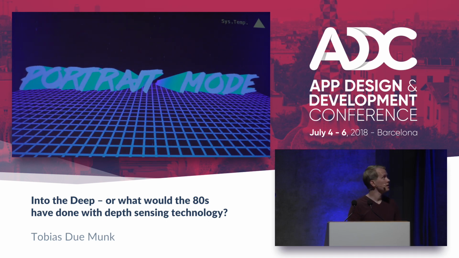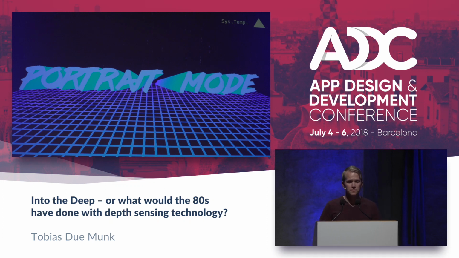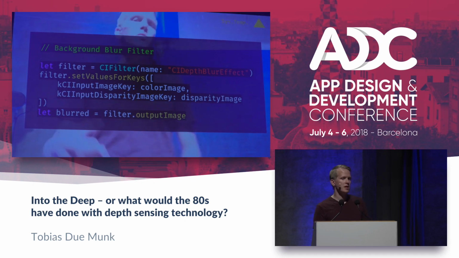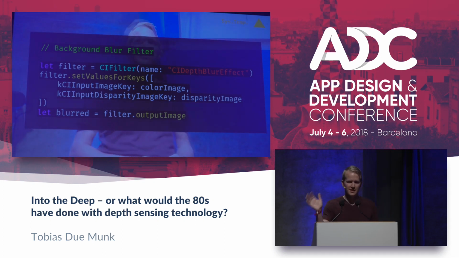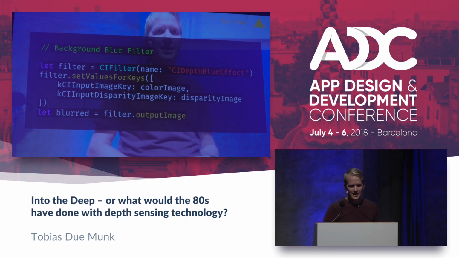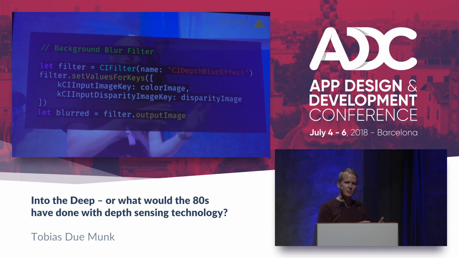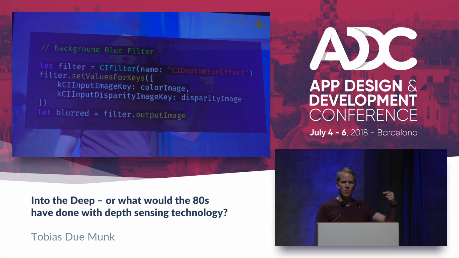OK, so finally, a very common thing that you use depth data for is to blur the background of photos to make it look more pleasing. Portrait mode is just that, and it's built into the stock camera app on iOS. There are similar things on Android as well. So the filter behind portrait mode is CIDepthBlur. Hi, me. And it takes color image and disparity. I can point. That's awesome. So where is it down here? Yeah, so it takes the color image and the disparity here.